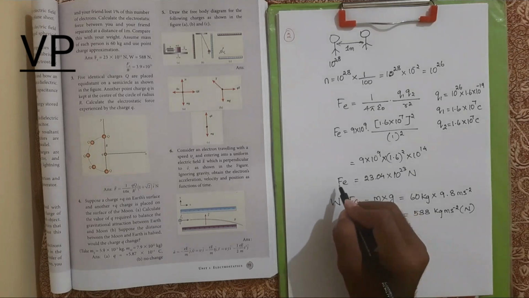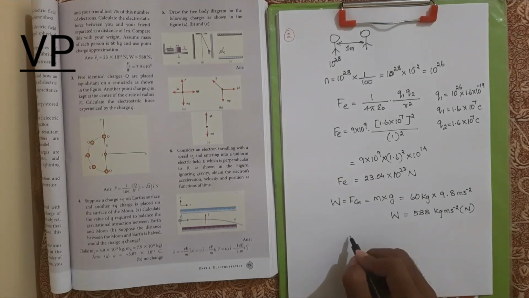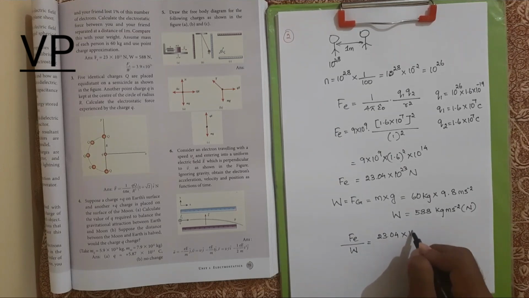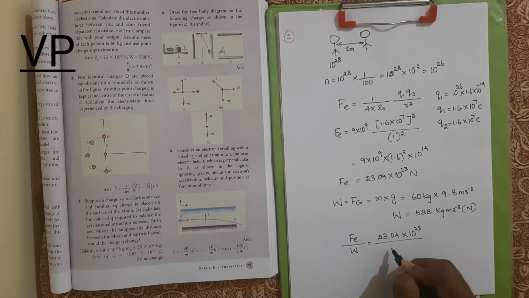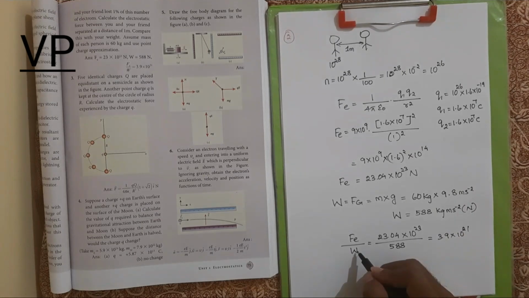So we have the electrostatic force and the weight. Now we shall compare it by finding the ratio between them. So Fe divided by W is equal to 23.04 into 10 to the power 23 divided by 588. We get the answer 3.9 into 10 to the power 21. We have compared the electrostatic force with the gravitational force acting on the body, which is nothing but weight.